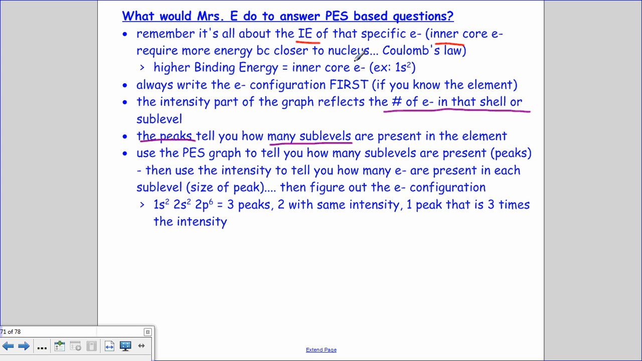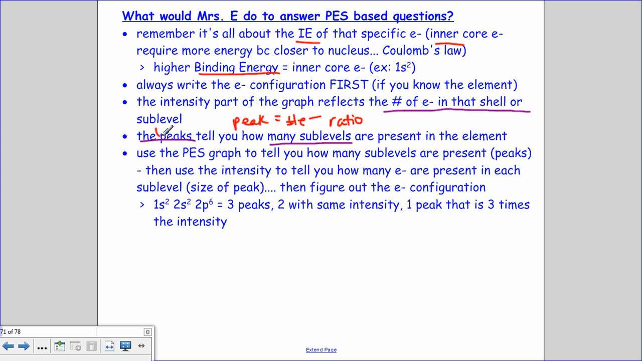Inner core is going to require more energy. Outer shell, like valence shells, can require less energy. It's all related back to the binding energy. Okay, so if you know the element, write the electron configuration first. And if you're trying to determine which peak represents which part of the electron configuration, look at the number of electrons, the ratio of the electrons from shell to shell or subshell to subshell.